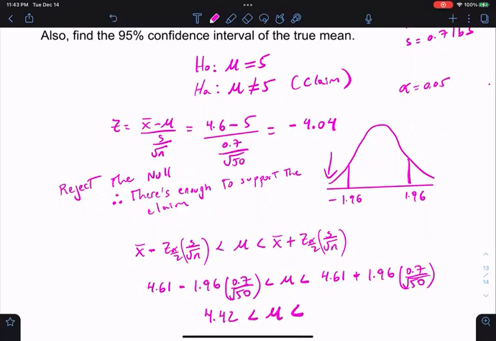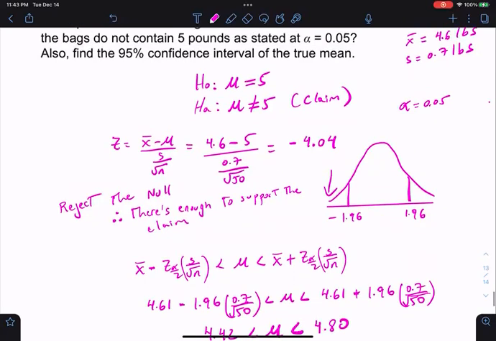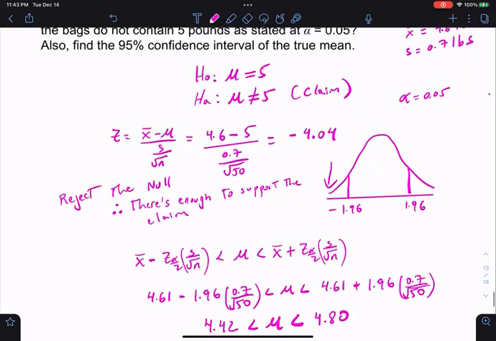Let's see what happens on the other side. 1.96 times 0.7 divided by the square root of 50, and then 4.61 plus this, we get 4.80. And notice, as they said before, since we reject the null here, they said that the bags do not contain 5 pounds. Notice that the mean of 5 pounds is not within this interval, not within the confidence interval.